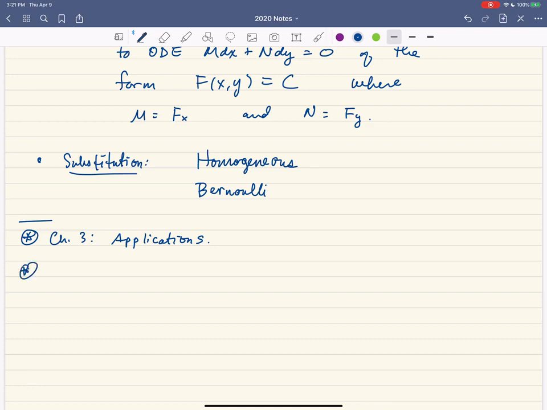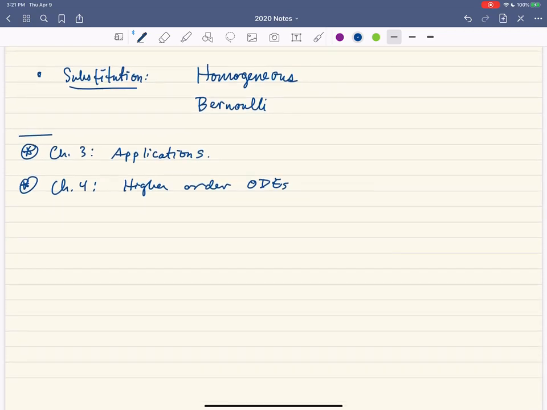Chapter 4 was about higher order ODEs. So this is things like, let's just describe the general setup. Let's say I have p sub n of x, a polynomial, times the nth derivative of y, plus another polynomial p sub n minus 1 of x times the n minus first derivative. And then we're going to do this all the way down to p1 of x times the first derivative plus p0 of x times y is equal to q of x.